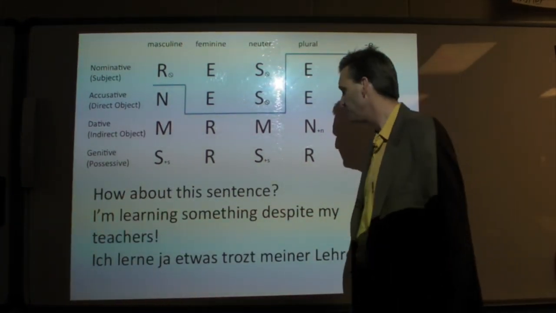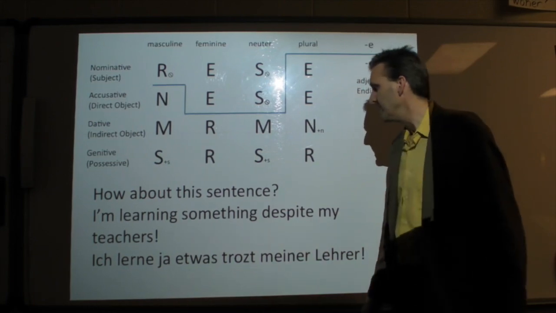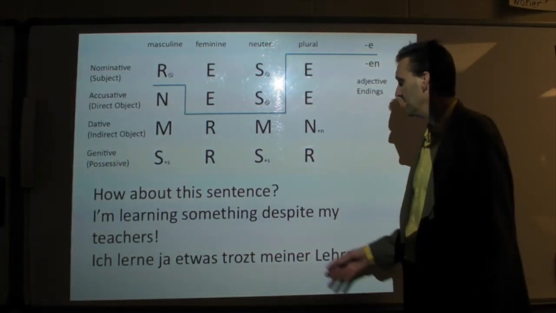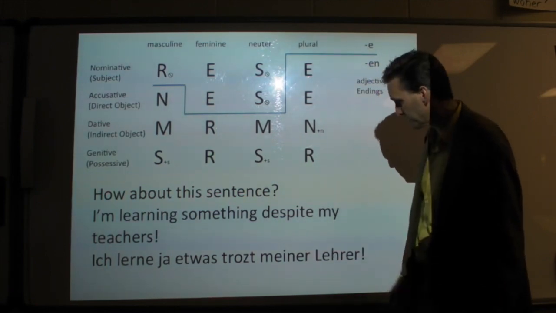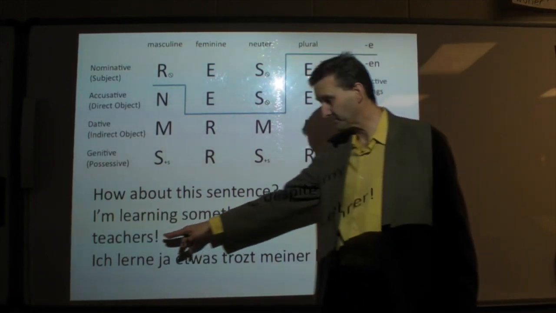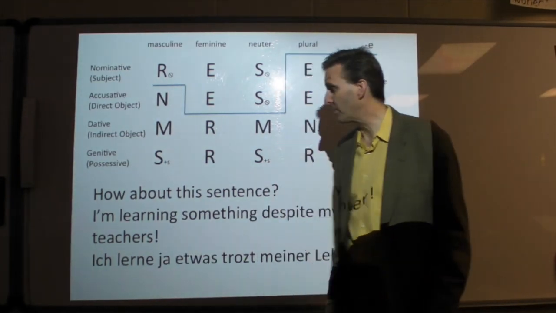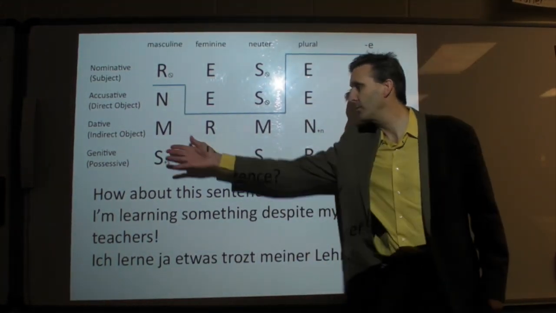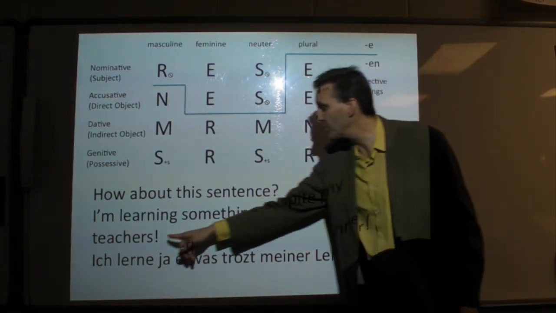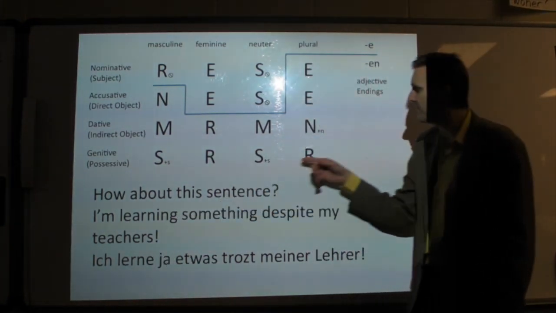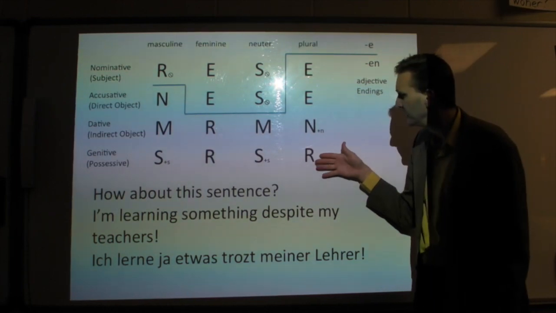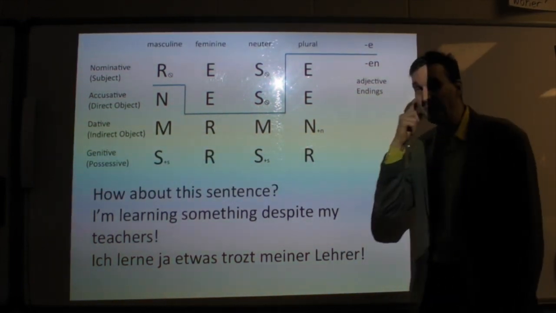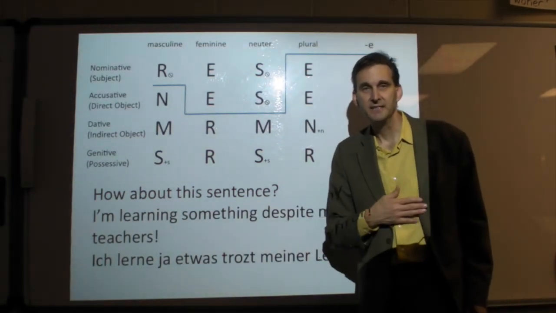Okay? So, how about this one? I'm learning something, well, despite my teachers. Okay? Despite is trotz, and then teachers is plural. Trotz, again, anstatt, trotz, während, wegen, genitive will be taken. So we have to be in the genitive. And teachers, well, that's easy. That is plural, quite obviously. So, trotz meiner Lehrer.